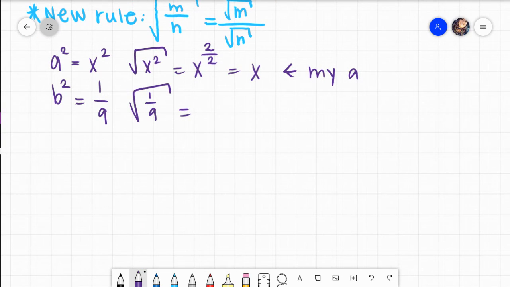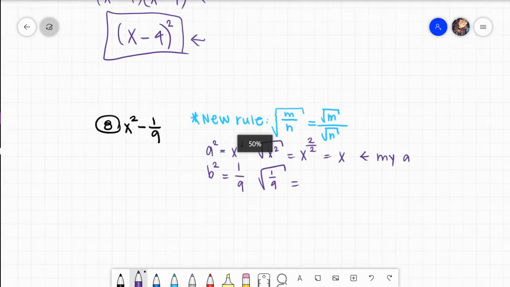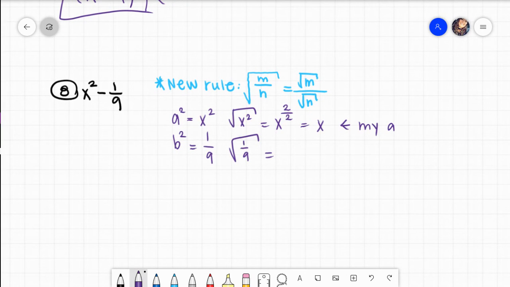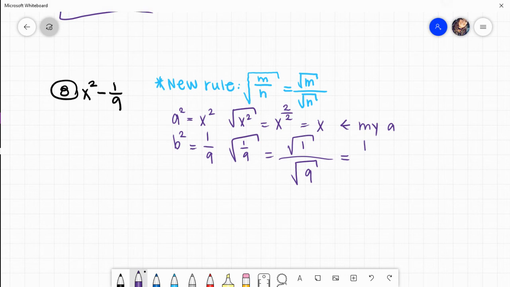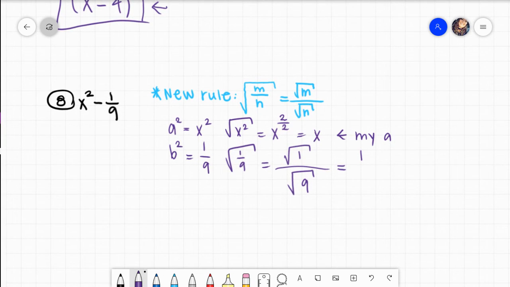It told me that what I can do is take the square root of my numerator over the square root of my denominator. If you take the square root of 1, you get 1. Whole number works, keep going. In the denominator, if you take the square root of 9, you get 3. Whole number, it works, right? This is my B.